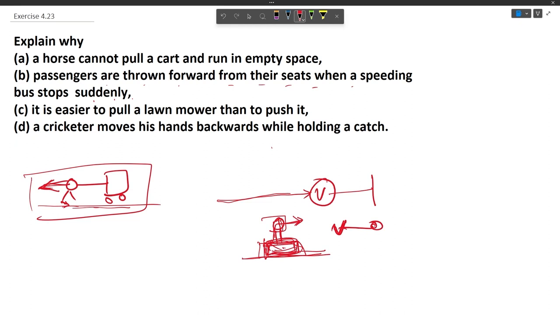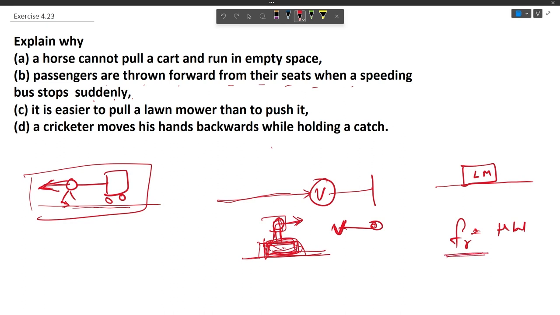Now in the third question we have: it is easier to pull a lawnmower than to push it. For this we have to make a free body diagram. Let us consider that this is a lawnmower. For the resistance in either push or pull, or resistance in its movement, there is a role of friction force. Friction force is defined by the coefficient of friction mu and the body's weight, so its magnitude is given by the product of mu and W. Friction force is always acting against the motion.